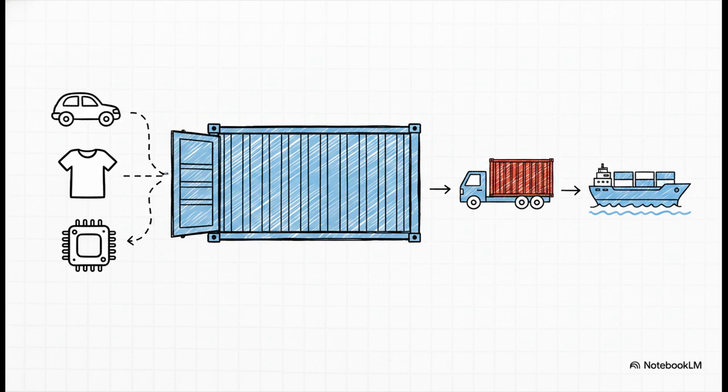You know, the ones you see on ships and trains. A shipping container can hold anything, clothes, electronics, cars, and you can move it from a truck to a train to a ship and nobody needs to worry about what's inside. A software container does the exact same thing, but for code.